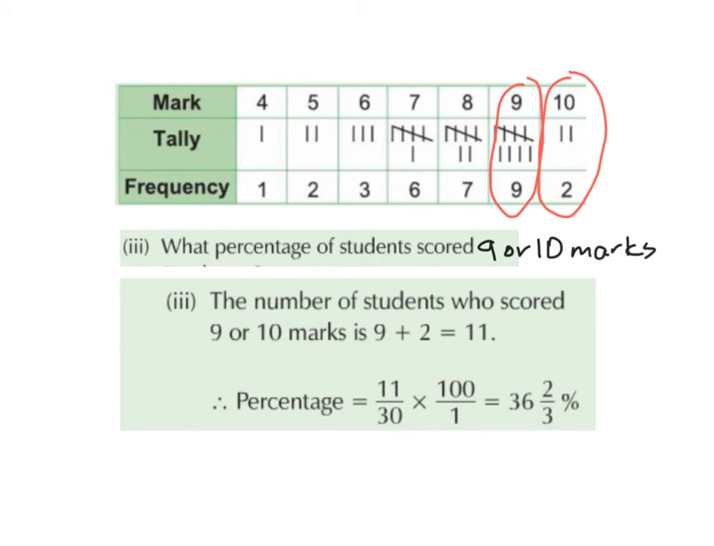And to make a percentage, we're going to put it over the total, which is 30, because there are 30 students altogether. So it's going to be 11 divided by 30 multiplied by 100, or else by 100 over 1, to get a percentage. And that gives us 36 2/3%. So 36 2/3% of students scored 9 or 10 marks. So remember, to get a percentage, we put our amount over the total and multiply by 100, because percent means out of 100.